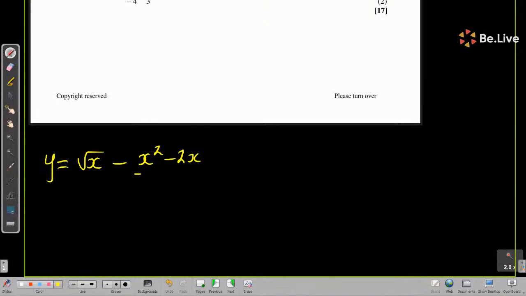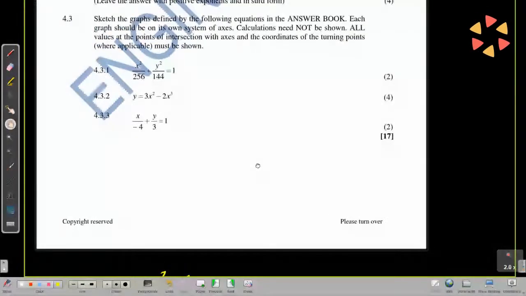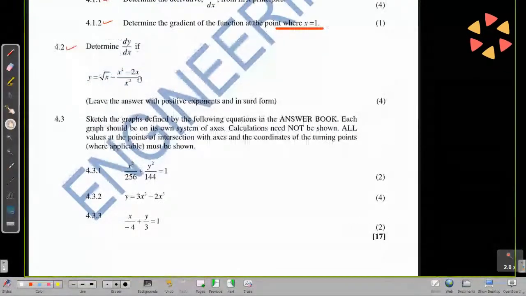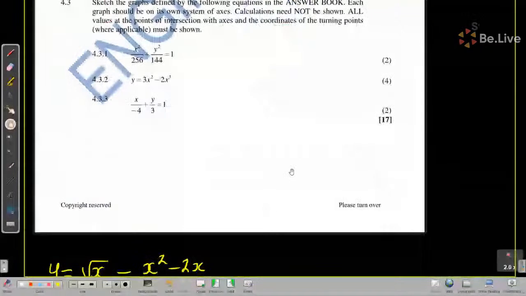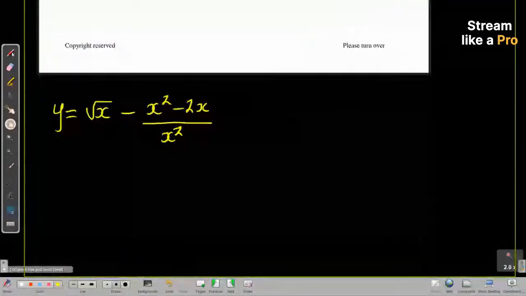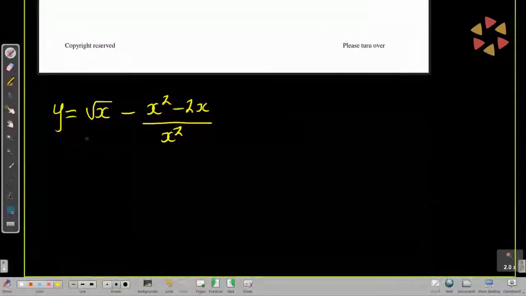All right, so how will you go about it? Remember, let's look at the question. It's very important. It's 4 marks. The question says determine dy over dx, and then we're going to finalize the answer, which we must leave in positive exponents and in surd form. But first we need to work on this. How do you deal with that?